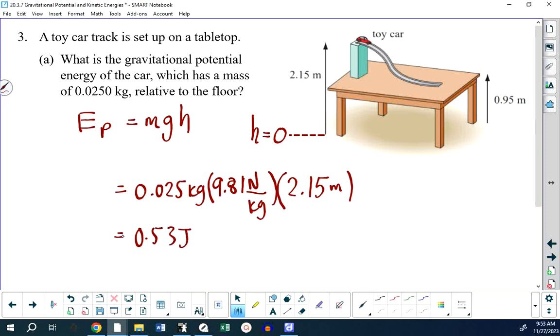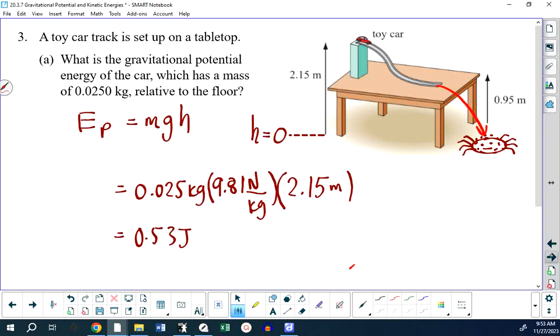What does that mean? What it means is if there was a big ugly spider here, a little hairy little thing, that car, if it were released and it went off the ramp and off the table and did this, it could do 0.53 joules of work to the spider, or whatever the object is.